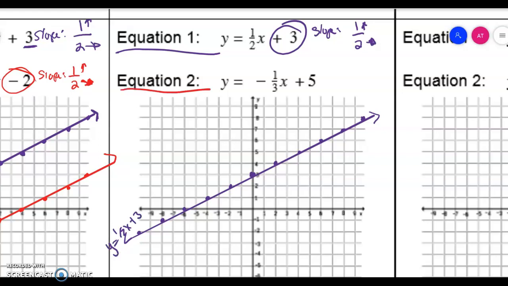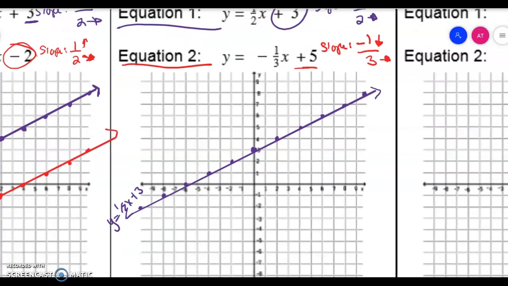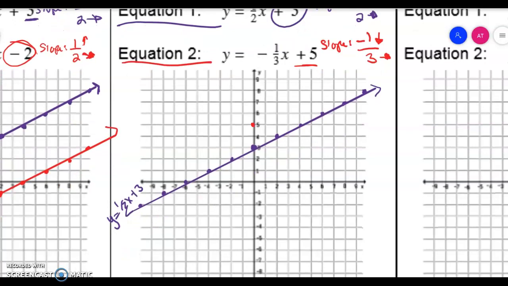And now I'm going to do my second equation. Oh no, my slope for this one is going to be -1 over 3. So that means I'm going to go down 1 and to the right 3. Now remember, the negative always goes to the top number. Okay? And I'm going to start at positive 5. I'm going to go down 1 and over 1, 2, 3, and put a dot. Down 1 and over 1, 2, 3, and put a dot. And keep going until you hit the edge of the graph.